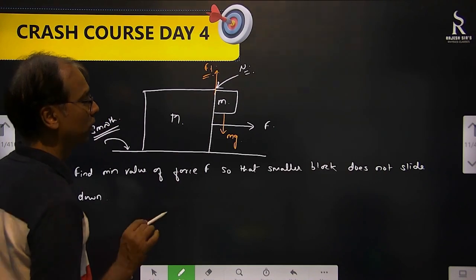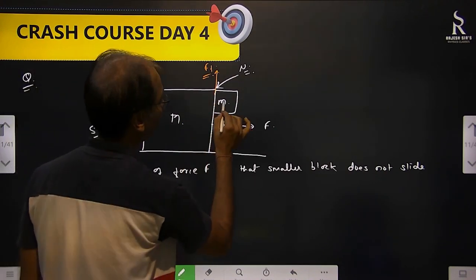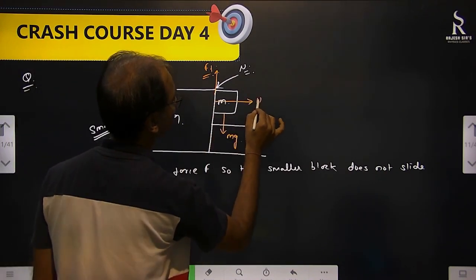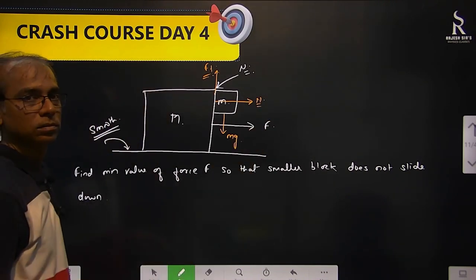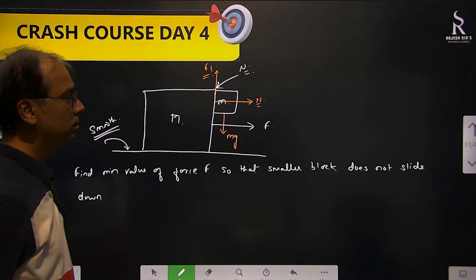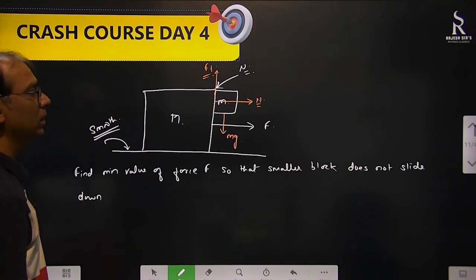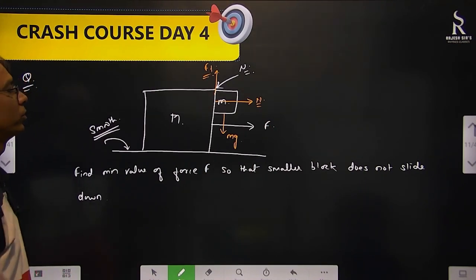So that means this contact should not be broken, right? This contact force should be there. Where is the contact force? Here, like this is N. So the question is, N equal to what? Yes, pseudo force. So how to find pseudo force here now?